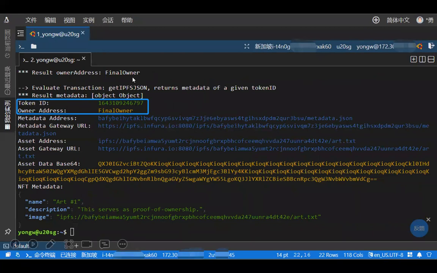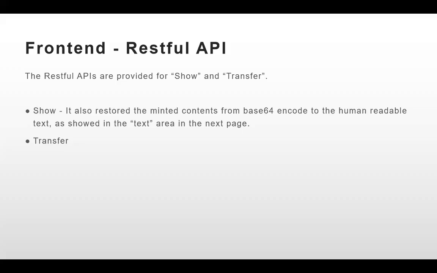Yeah, we use the show function again, and we can see the owner address changed. For the front end, I also prepare the RESTful APIs, so we can see the UI, not only the command lines here. Only a show function is ready in this demo.